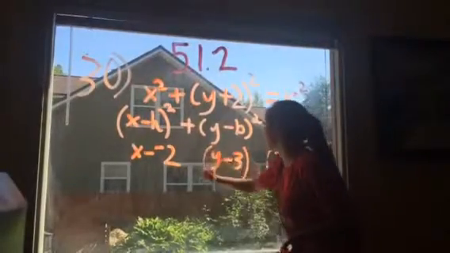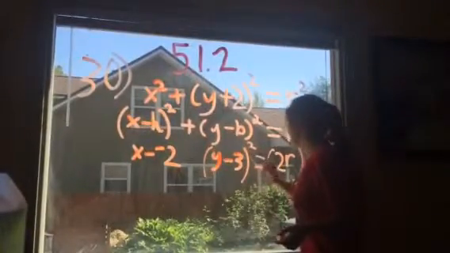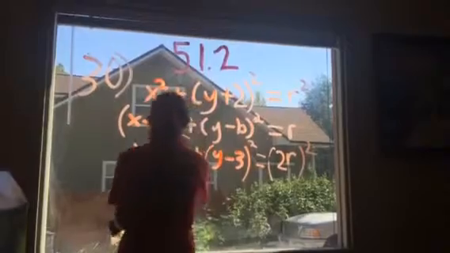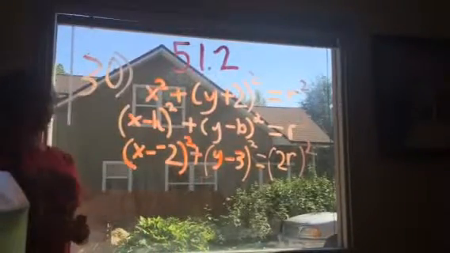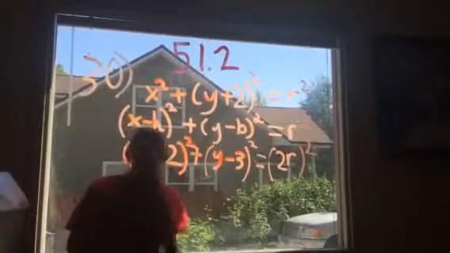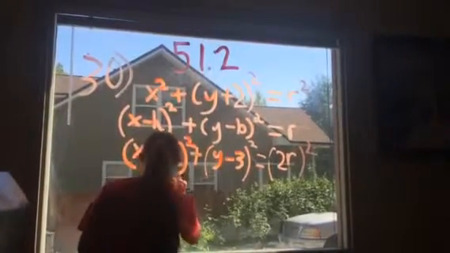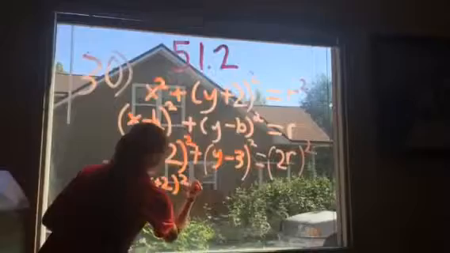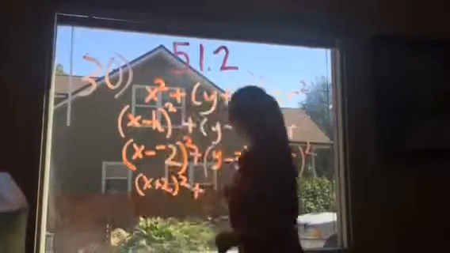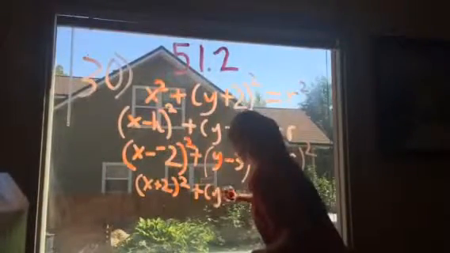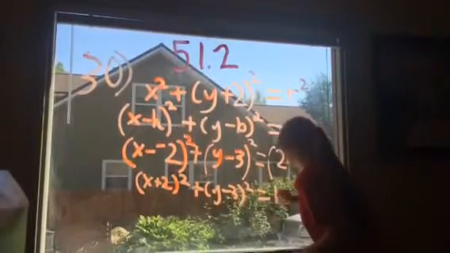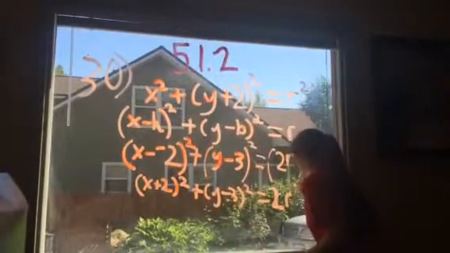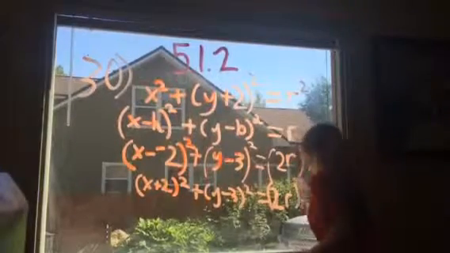So then you put in your signs, and your final equation is x plus 2 squared plus y minus 3 squared equals 2r squared.